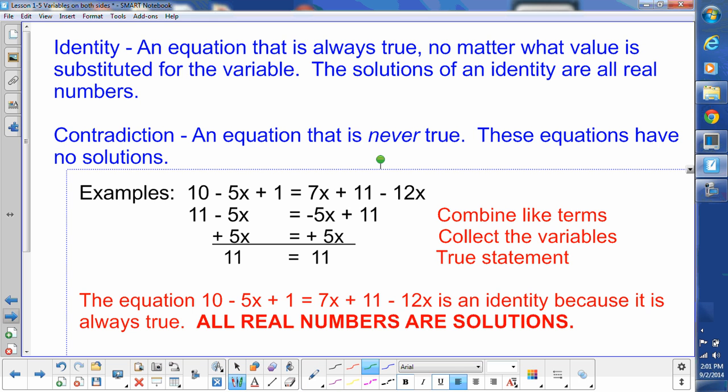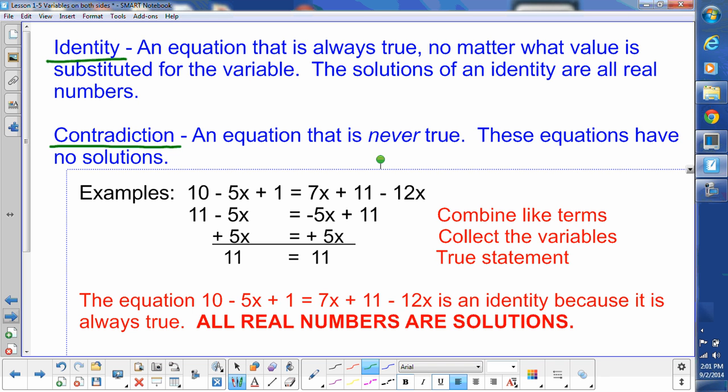An identity, we'll use this a lot. An identity is an equation that is always true no matter what value is substituted for your variable. The solutions of an identity are all real numbers. There's another new word you won't see in your book, but it's the opposite of an identity, called a contradiction. A contradiction is any equation that is never true. These equations have no solutions.